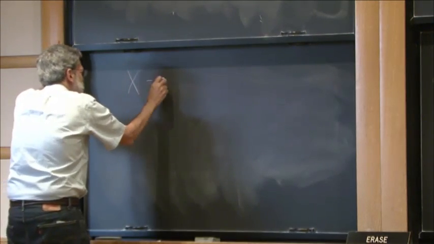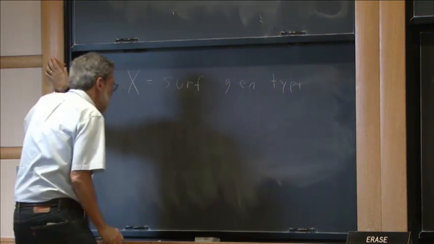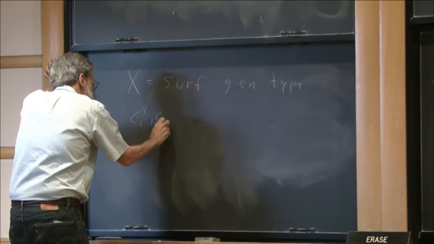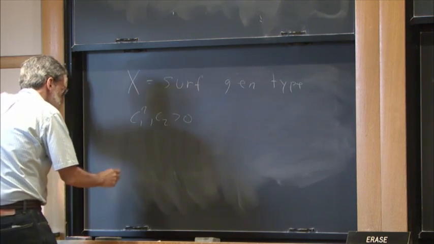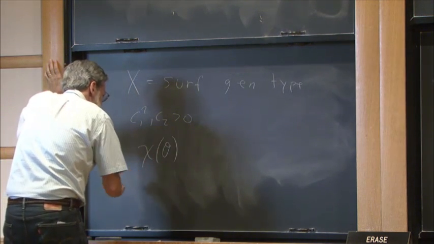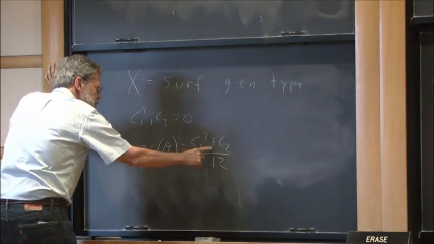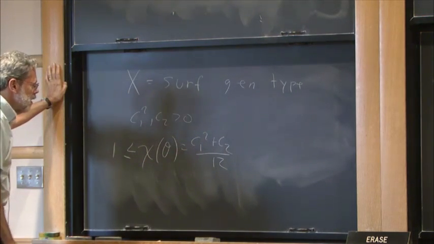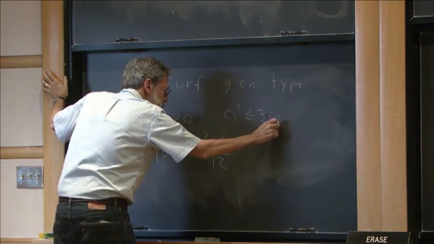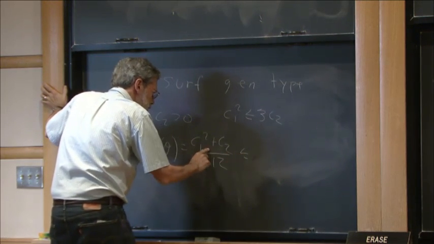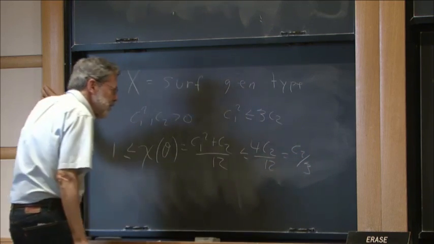Suppose X is a surface of general type. Then we know the Chern numbers c1 squared and c2 are positive. So the Euler characteristic of O, which is (c1 squared plus c2) over 12, is a positive number, so it's at least 1. Then we have Miyaoka's inequality, c1 squared less than or equal to 3c2. So this is less than or equal to 4c2 over 12, which is c2 over 3.